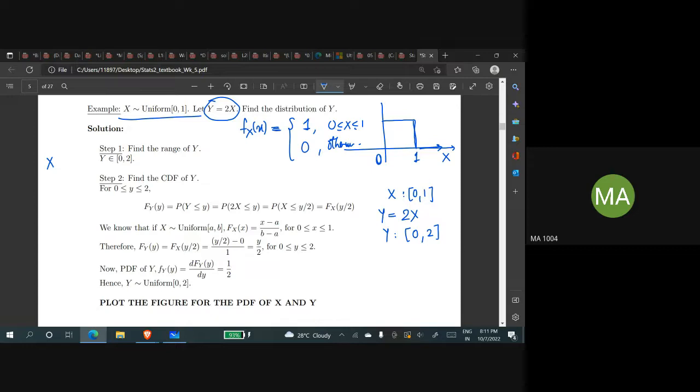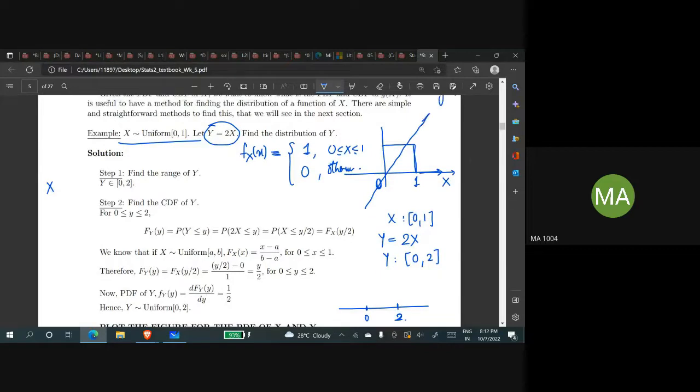Yeah. So now, how will you find the distribution of y? You know y lies between 0 to 2. Okay. So you have y that lies between 0 to 2. Let's draw it here. So let's draw y equal to x here. You will have something like this. Okay. So this is y equal to x.